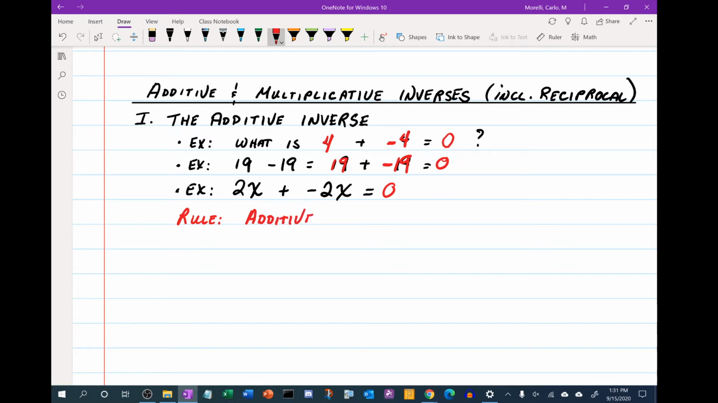Additive inverses always sum to 0. This is an important rule, but it's one that you probably already knew. I mean, you maybe didn't know it was a rule, but you knew it.